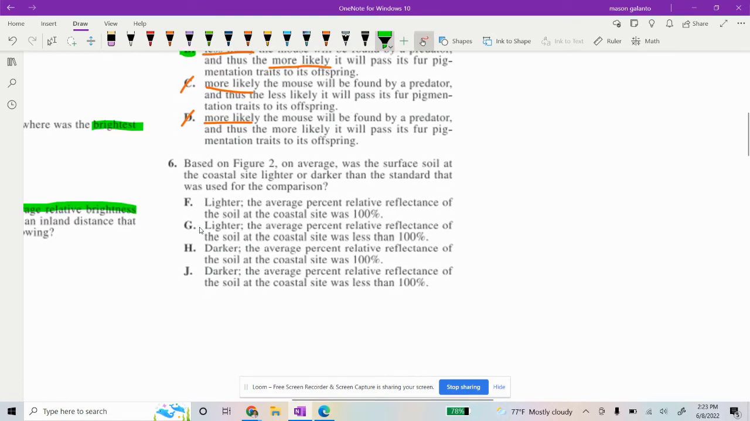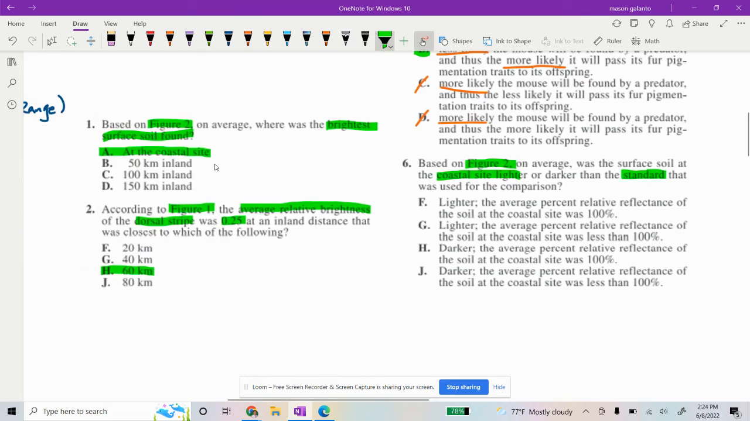Number 6. Based on figure 2, on average, was the surface soil at the coastal site lighter or darker than the standard that was used for comparison? The standard. Okay, we have no idea what the standard is because we haven't read into anything. So we're going to go to figure 2. We're going to try to figure out what the standard is.